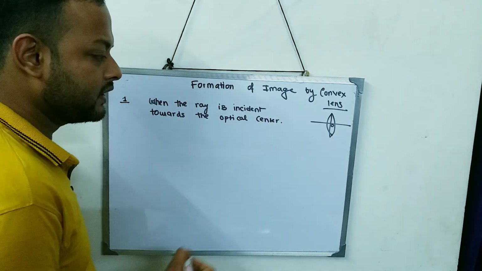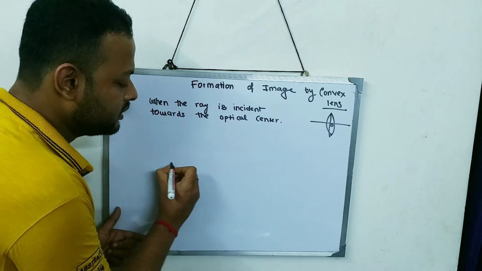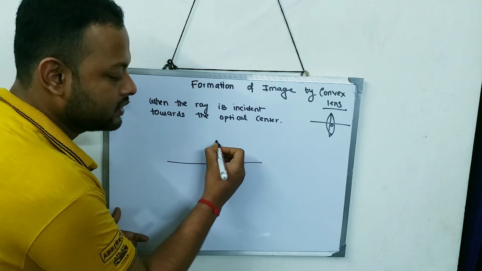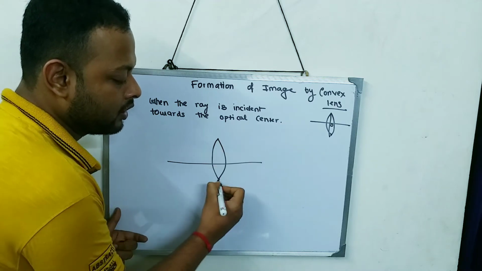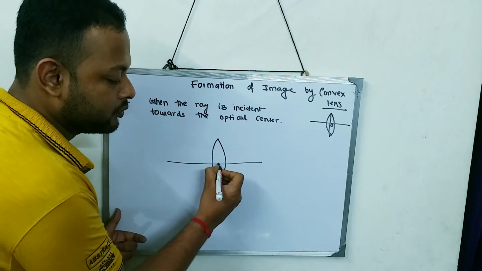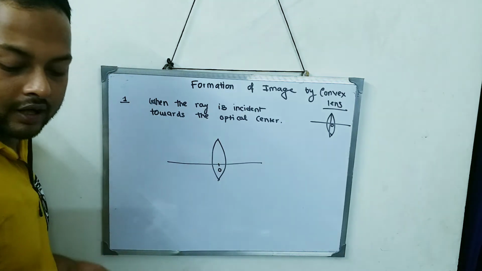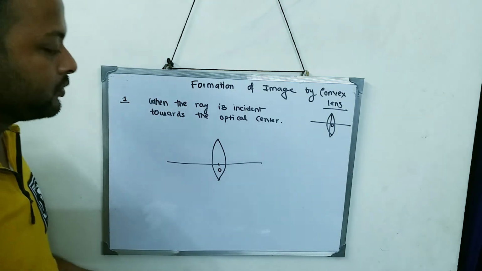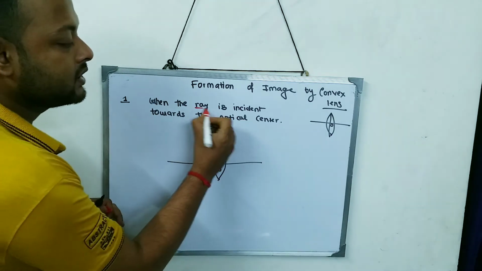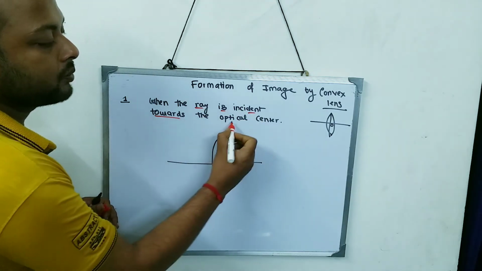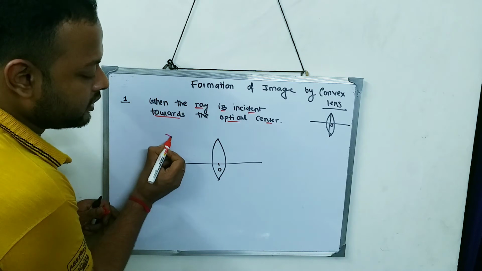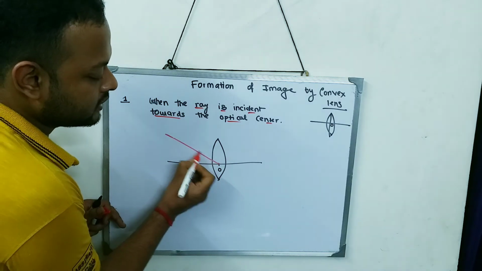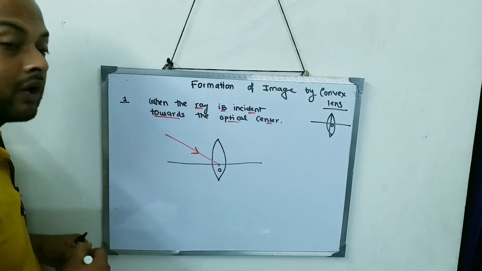Now the first rule is very easy. First you take a principal axis, you have to draw a convex lens. Suppose this is the optical center, and you have to see a ray is incident towards the optical center. So this ray is incident towards the optical center. Now what will happen?